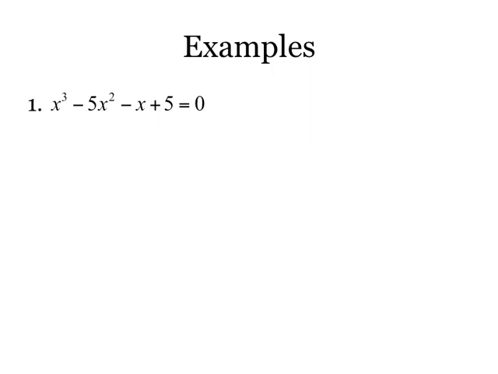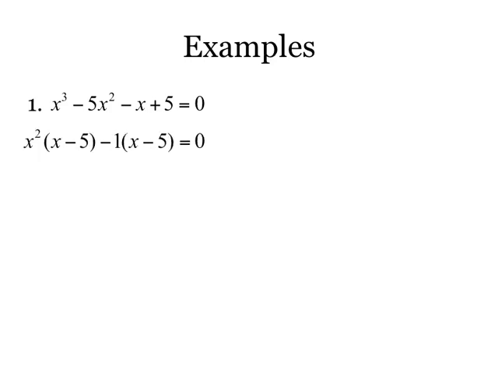x cubed minus 5x squared minus x plus 5 equals 0. Here's an example where you can solve this by factoring. And in this particular case, you can factor by grouping. So we can group the first two terms together and factor out an x squared, and then group the last two terms together and factor out a negative 1.